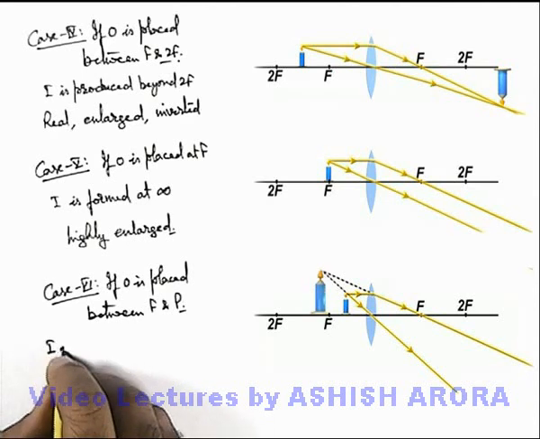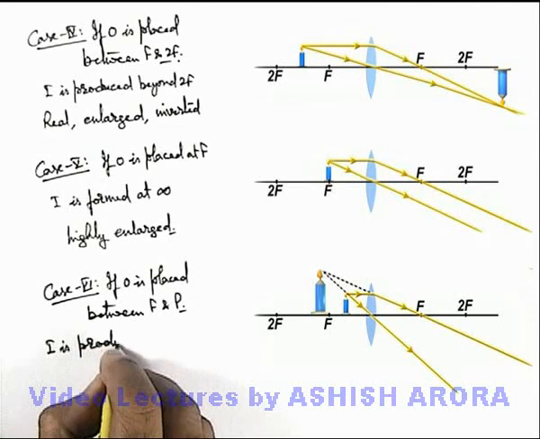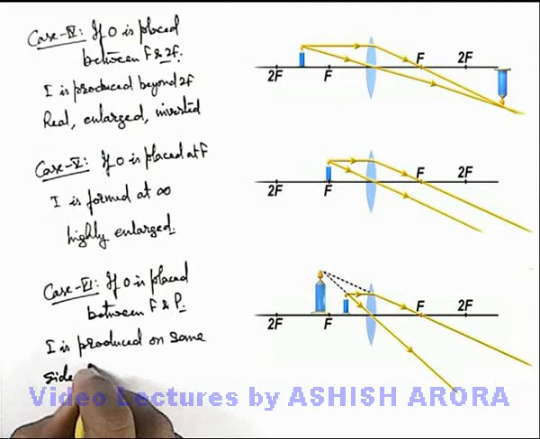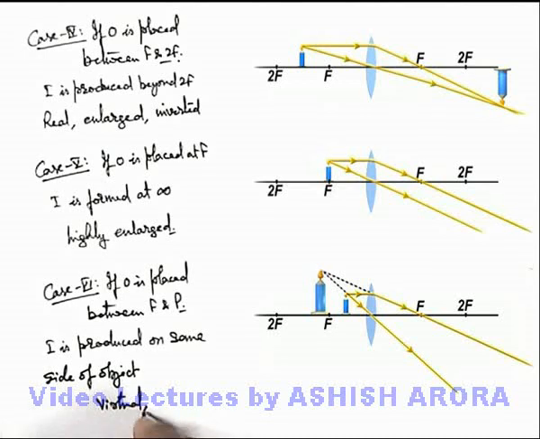So here we can write I is produced on the same side of the object, and here we can write it is virtual, enlarged, and as a real object is producing a virtual image, here we can write it is erect. So this is the way we define the relative positions of images produced by a convex lens for a real object placed at various positions.